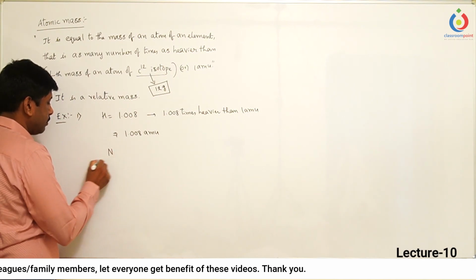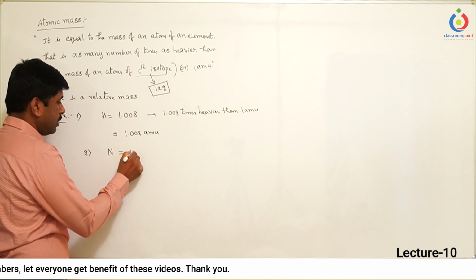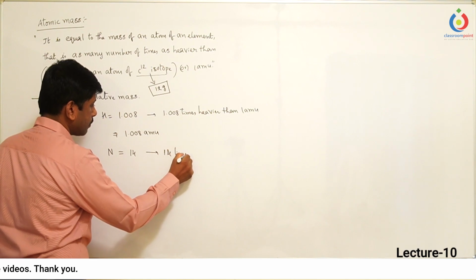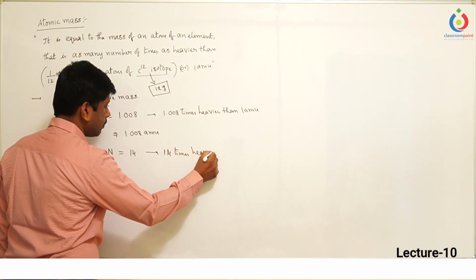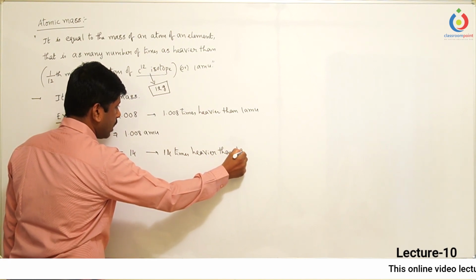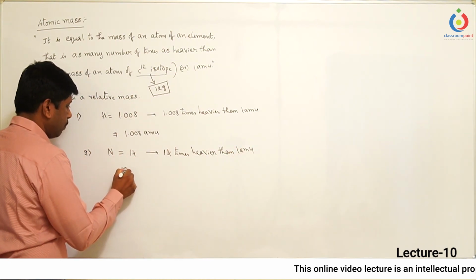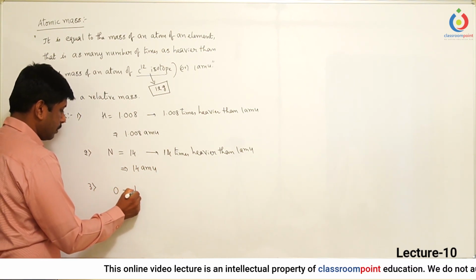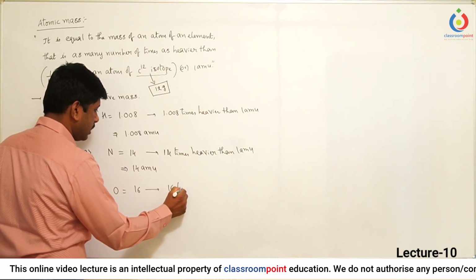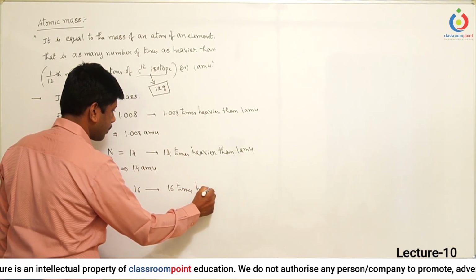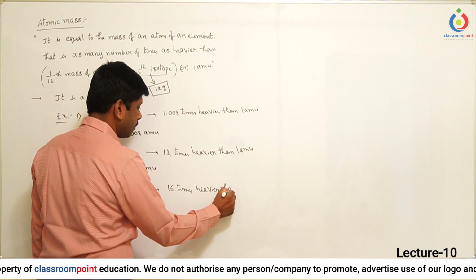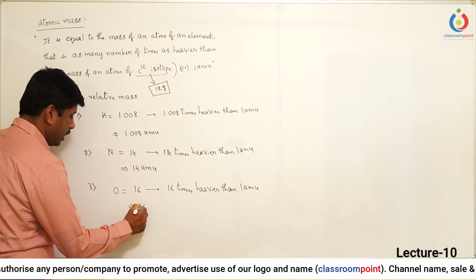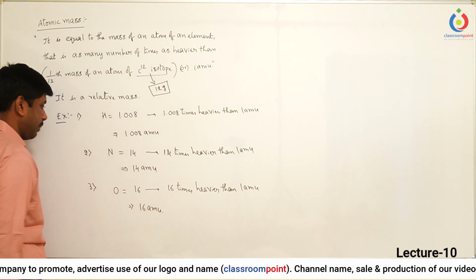Similarly, if you take nitrogen, the nitrogen mass is 14. That means it is 14 times heavier than 1 atomic mass unit. So its value for one atom can be written as 14 AMU. Oxygen is 16. That means it is 16 times heavier than 1 atomic mass unit. That means its value for one atom can be written as 16 AMU.